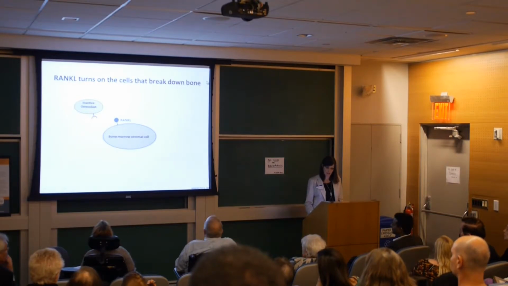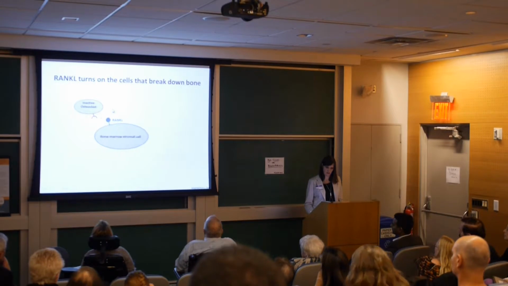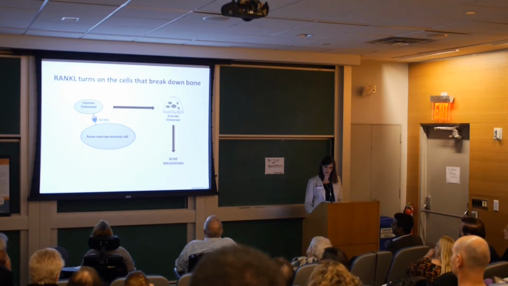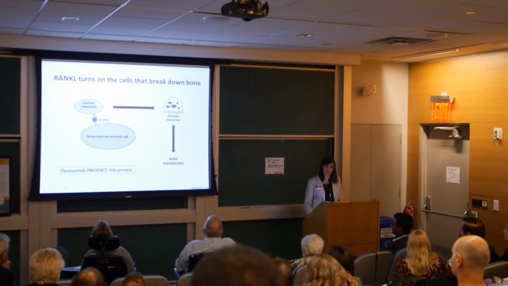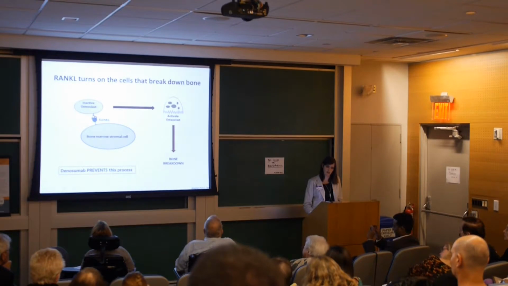And what it does is it binds to receptors on these inactive osteoclasts. And this turns the osteoclasts on to be activated, to then go on to break down bone. So Denosumab prevents this process. It interferes with the binding here at the level of the RANK ligand receptor and prevents bones from breaking down.